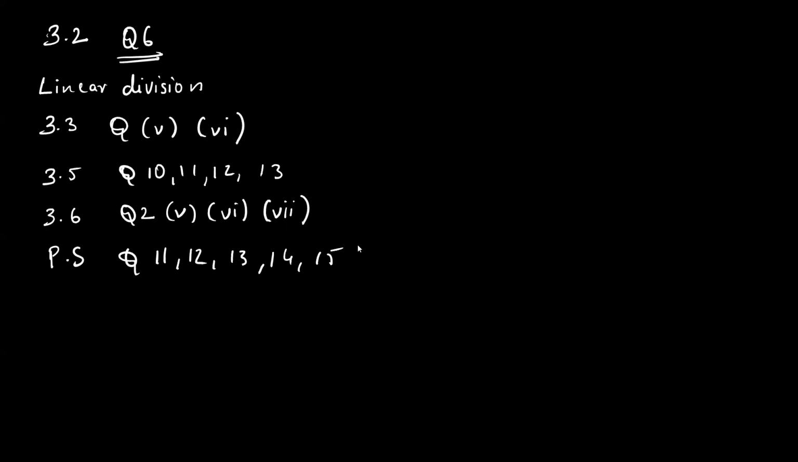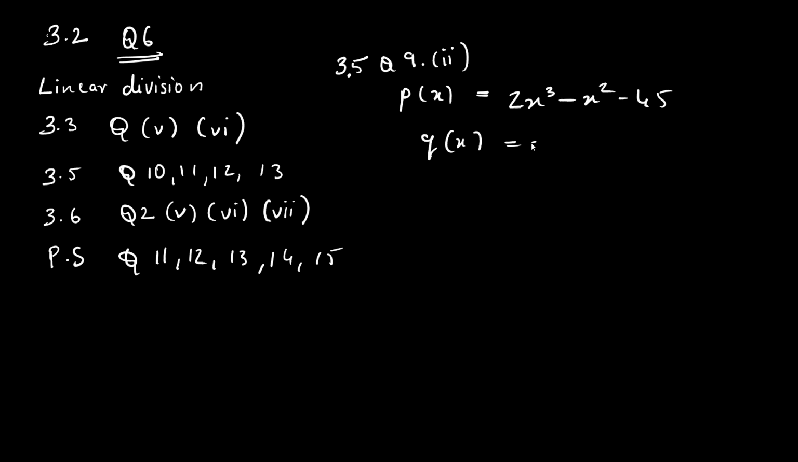Someone is saying 9th question, second sum. Okay, so this is P of X. I'm doing 3.5, question number 9, second sum. P of X is given as 2x cubed minus x square minus 45, and Q of X is given as x minus 3. They are telling us, using factor theorem, determine whether Q of X is a factor of P of X or not. We want to check whether this is a factor of this. So if remainder is 0, then it is a factor.